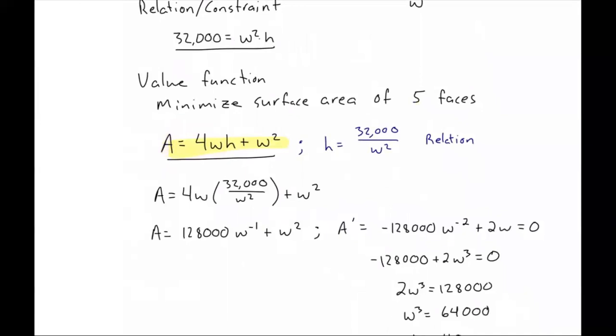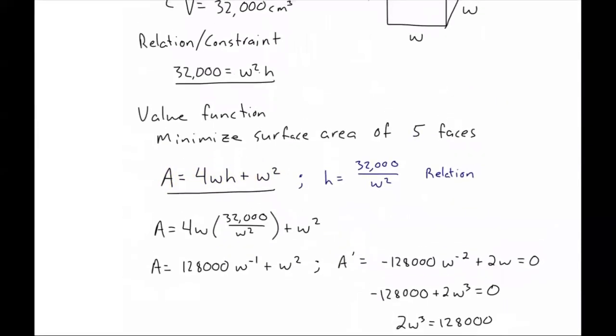Well, in order to get out of this mess, I come back up to my constraint or my relation and say, well, let's solve for H in this. When I do so, I get H equals 32,000 over W squared, coming from there. And now I have a substitution for H that involves W. So I'll do that. And that's the next line below.